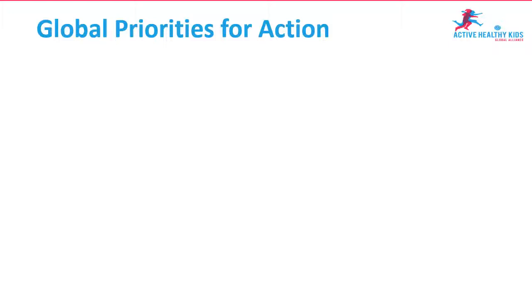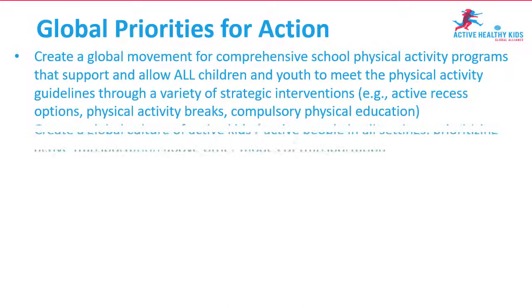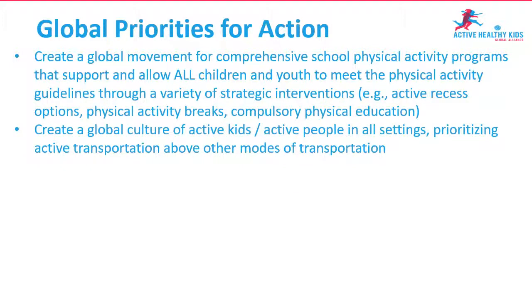Now, global priorities for action that were identified through the Global Matrix 3 process, and by the participating countries. First, we need to create a global movement for comprehensive school physical activity programs that support and allow all children and youth to meet the physical activity guidelines through a variety of strategic interventions. For example, active recess options, physical activity breaks, compulsory physical education, and so forth. We need to create a global culture of active kids, active people, in all settings, prioritizing active transportation above other modes of transportation.